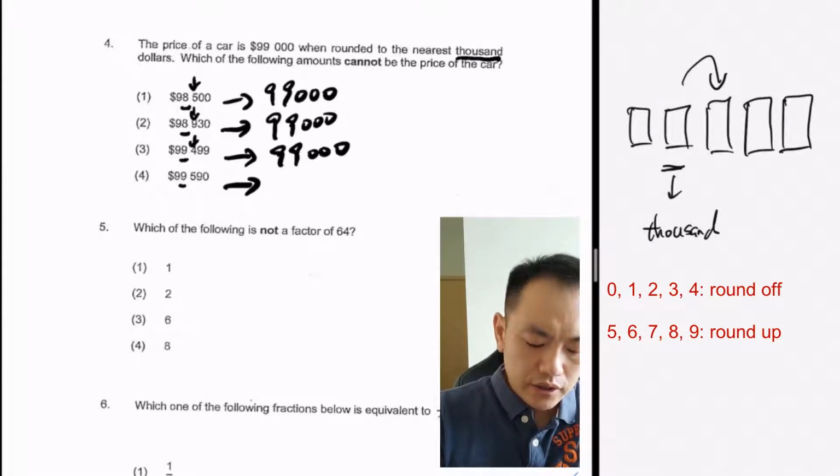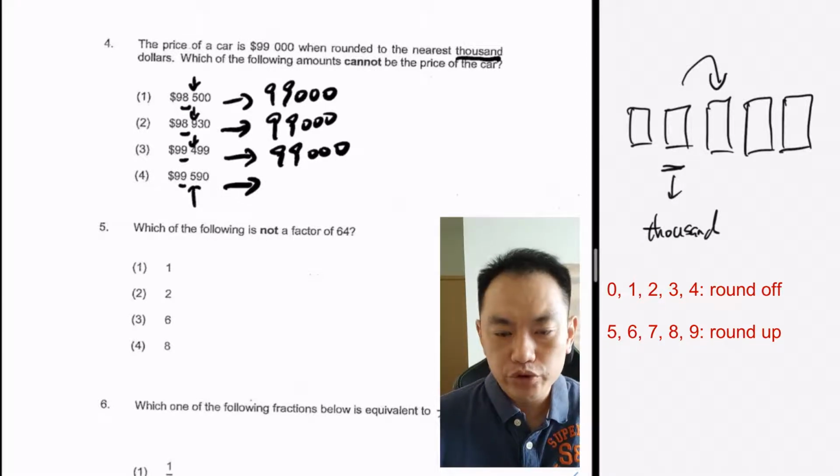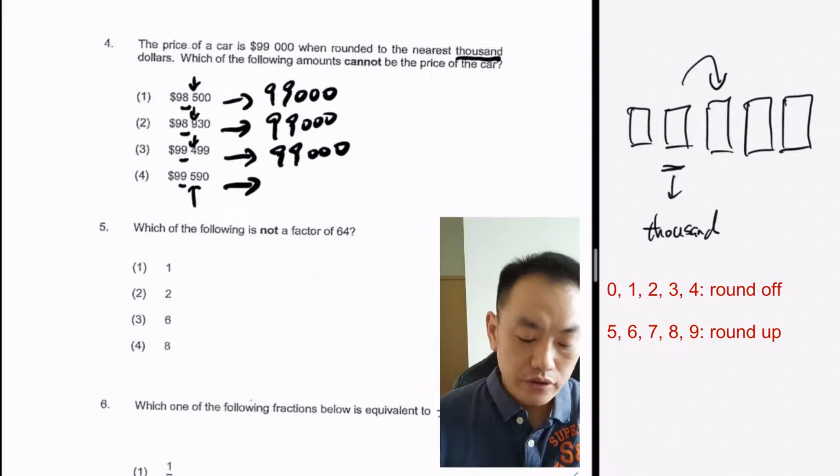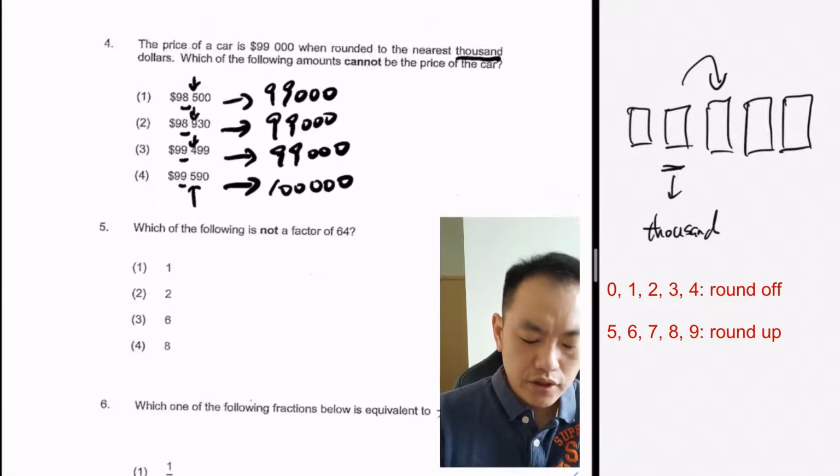99,000. And then the last one, you look at the digit 5. 5 is 5 or greater, so you need to round it up. You need to add 1 to the 9, so this will actually bring the number to 100,000.